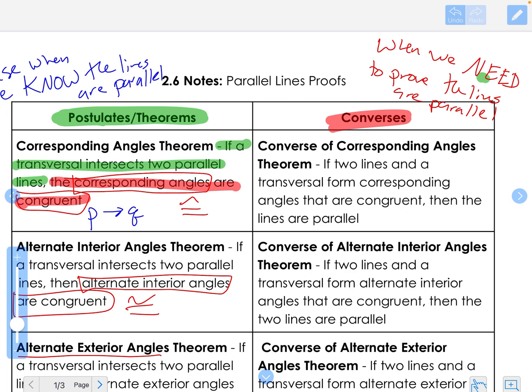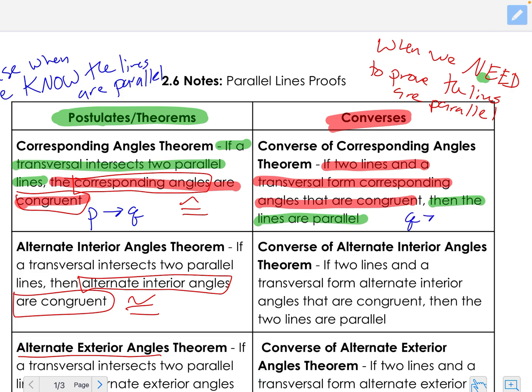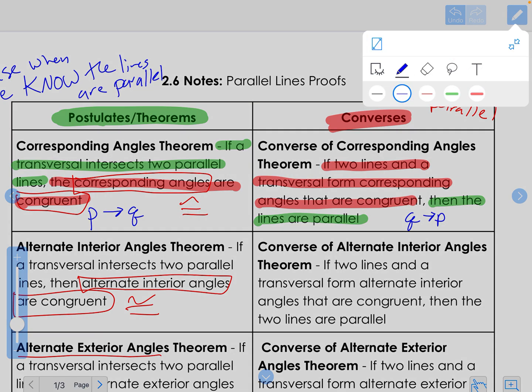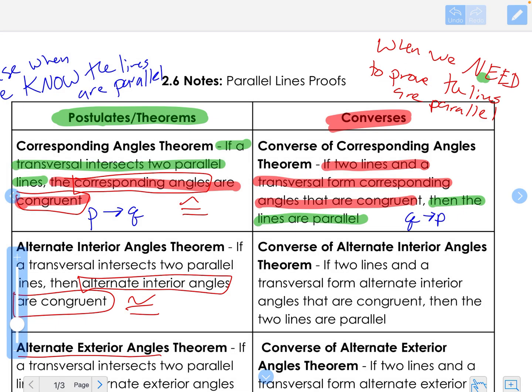So this one is going to be if two lines and a transversal form corresponding angles that are congruent, then we know the lines are parallel. So again, this statement is written as Q then P. So converse just means we switch the statements. So we have to prove the opposite to know. In this case, when we know that we have corresponding angles and they are congruent, then we also know that the lines are parallel.